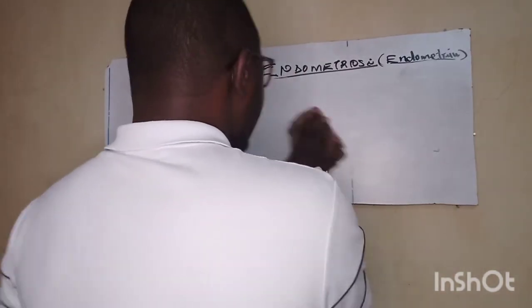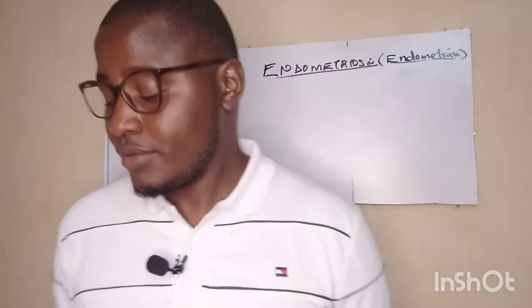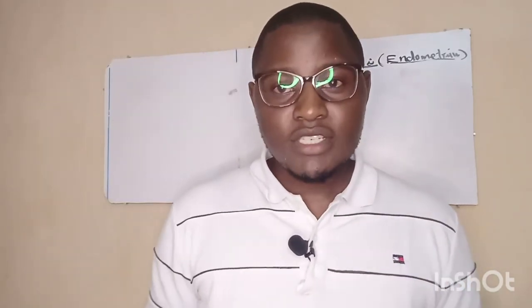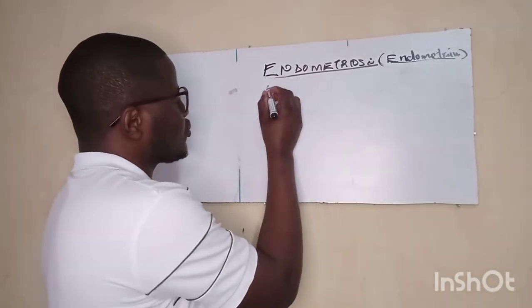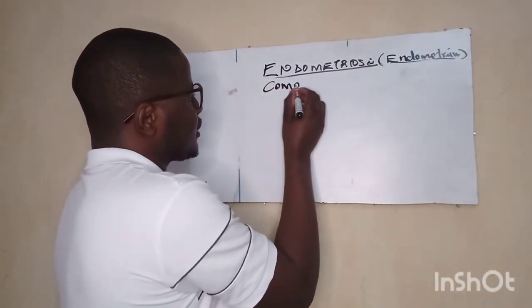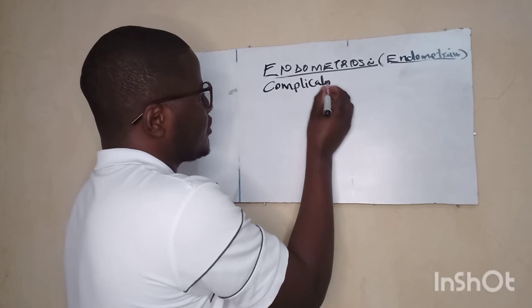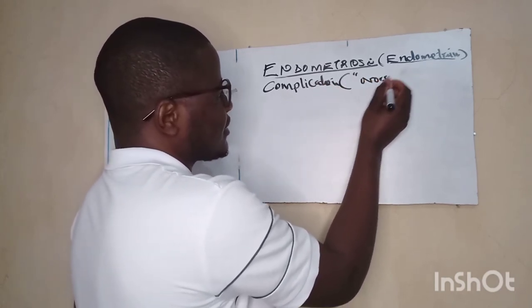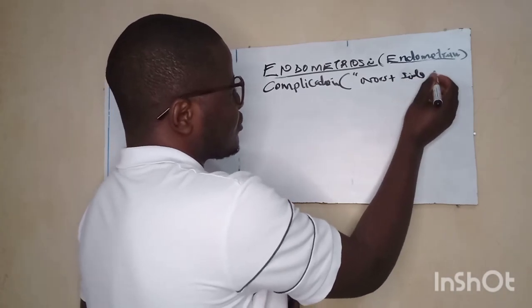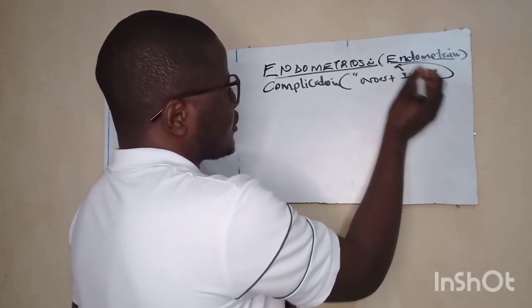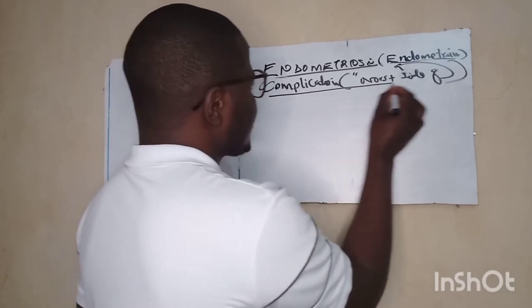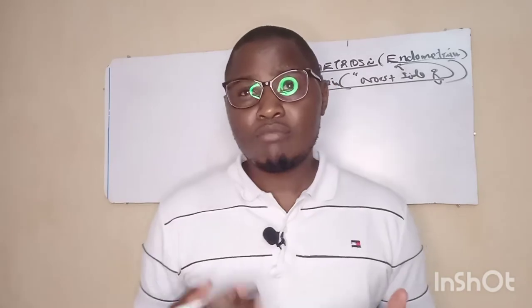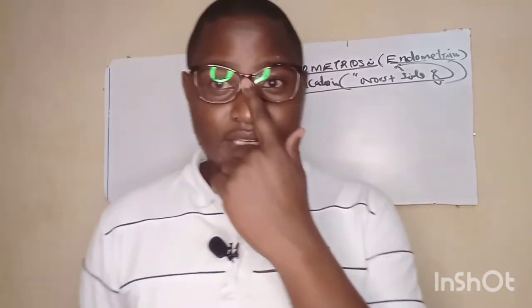So after we have talked about the imaging techniques, allow me now to speak about the complications. What we mean by complications are, in other words, what are the worst side effects of this endometriosis? Or if this endometriosis is not treated, what are the common complications that are likely to arise from it?